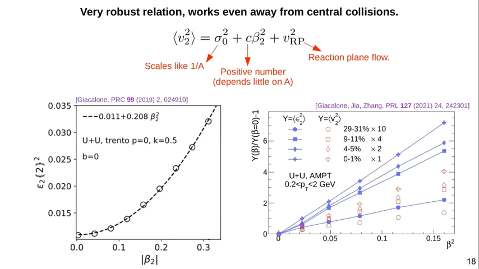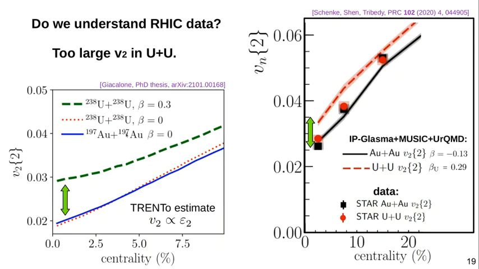Now, if you say, okay, this is the correction, how well can I understand RHIC data? Well, let's do some state-of-the-art calculations, which have become very quantitative in the last 5 years or so. You can try to estimate how much the v2 would be from the initial state anisotropy with some linear scaling, for instance, something realistic. You get something like this from gold to uranium.